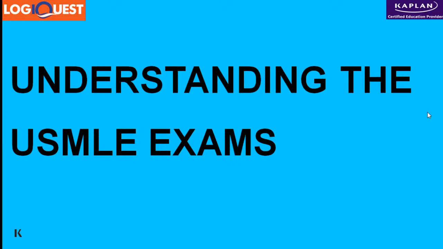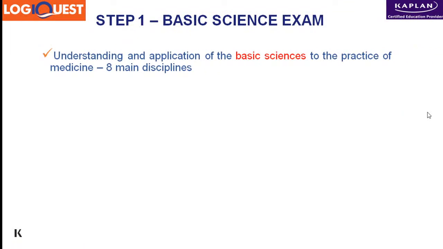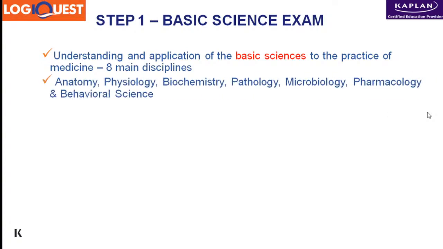Now let's get into the last segment, which is understanding the USMLE examination. So let's begin with the first exam, which is the basic science exam, step 1 exam. Step 1 is all about understanding the basic sciences of your first years and second years, which are divided into 8 main disciplines: anatomy, physiology, biochem, patho, micro, pharmac, behavioral science. Micro is further subdivided into micro and immuno, which is why there are 7 subjects and 8 main disciplines, which is micro and immuno. You can take this exam anytime after the second year of med school.